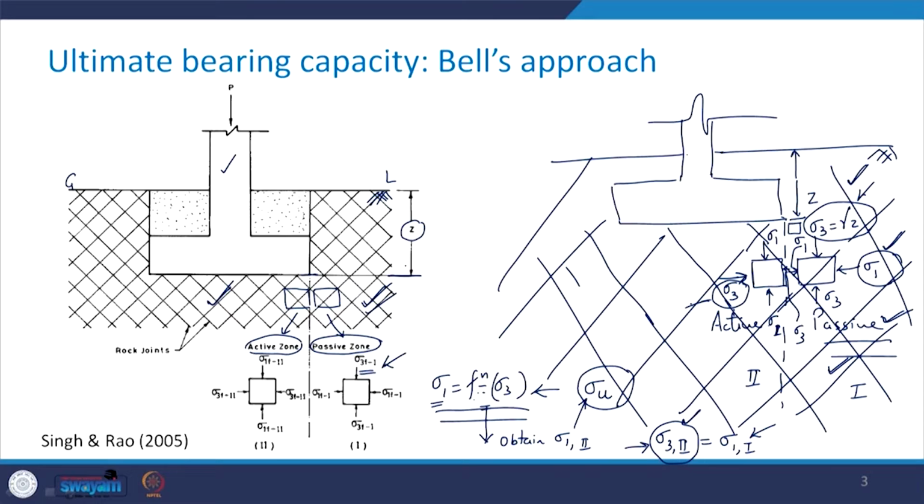Say in this case it is gamma z. We can find out sigma 1 of this zone. Now, sigma 3 of the active zone becomes equal to sigma 1 of the passive zone, and using this relationship between sigma 1 and sigma 3, we can find out sigma 1 in the active zone, and that is what is going to give me the ultimate bearing capacity of this strip footing.